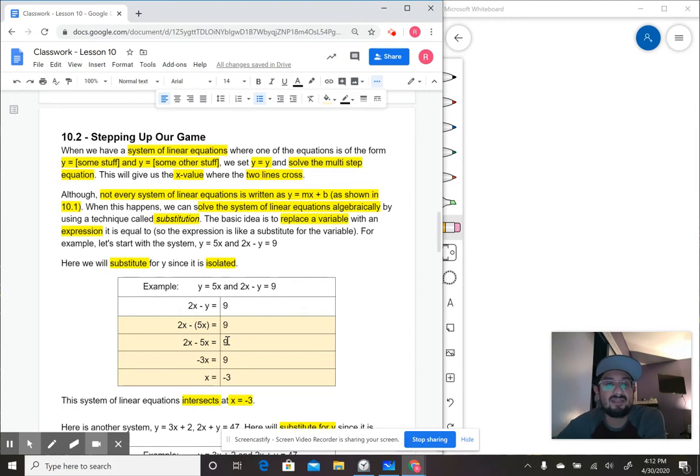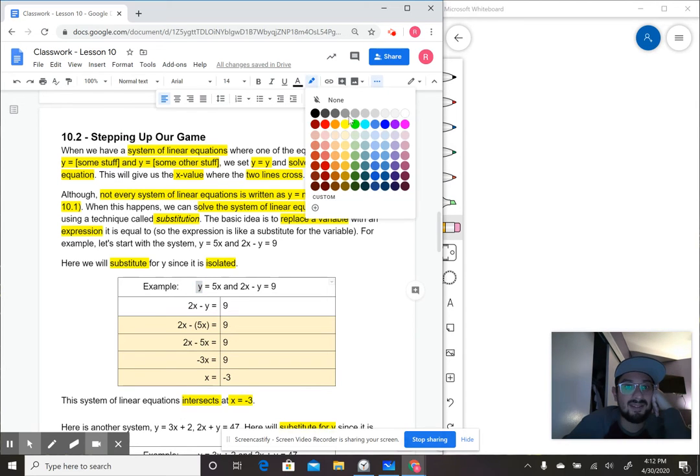Although not every linear equation is written as y equals mx plus b, as shown in 10.1. When this happens, we can solve the system of linear equations algebraically by using a technique called substitution. The basic idea is to replace a variable with an expression it is equal to, so the expression is like a substitute for the variable. For example, let's start with the system y equals 5x and 2x minus y equals 9. Here we'll substitute for y since it is isolated. What we mean by isolated is that this y is by itself.